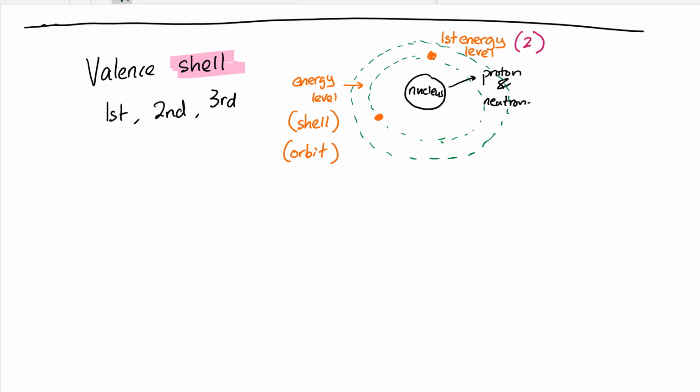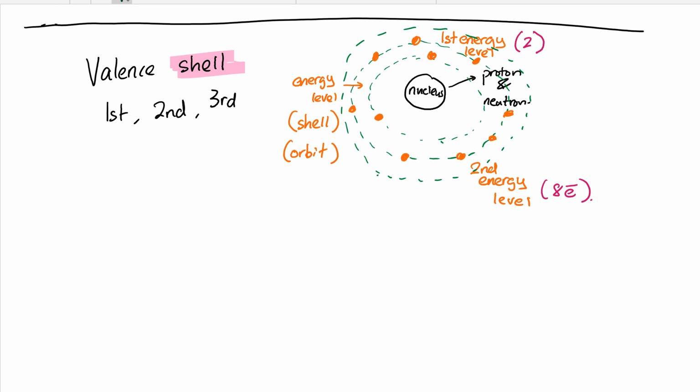So the second shell has a maximum capacity of 8. Once you have filled the second energy level, you have to put the electrons in the third energy level. The third energy level can actually have a maximum of 18 electrons, but for the sake of this class and how we built the octet rule model, let's just remember the maximum for the third shell is also 8.